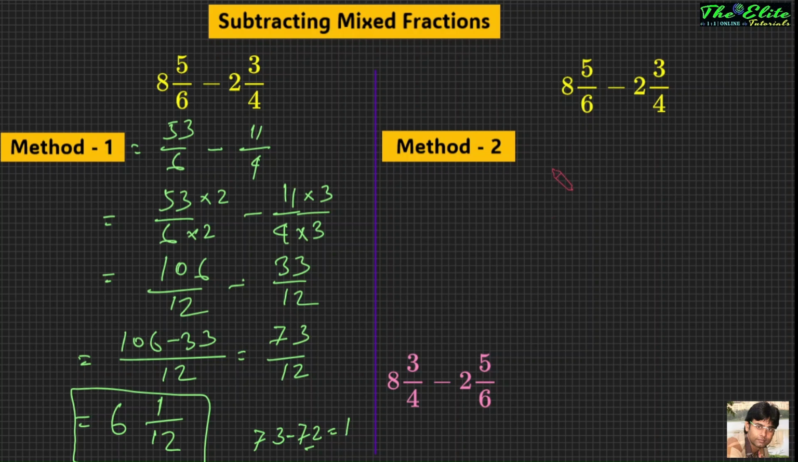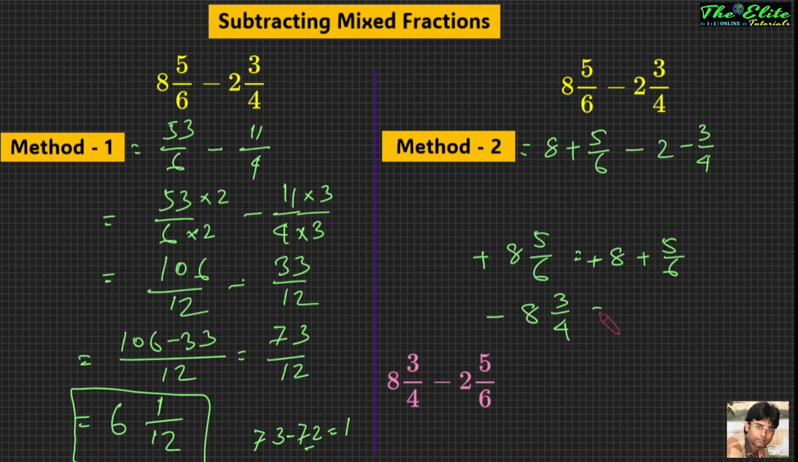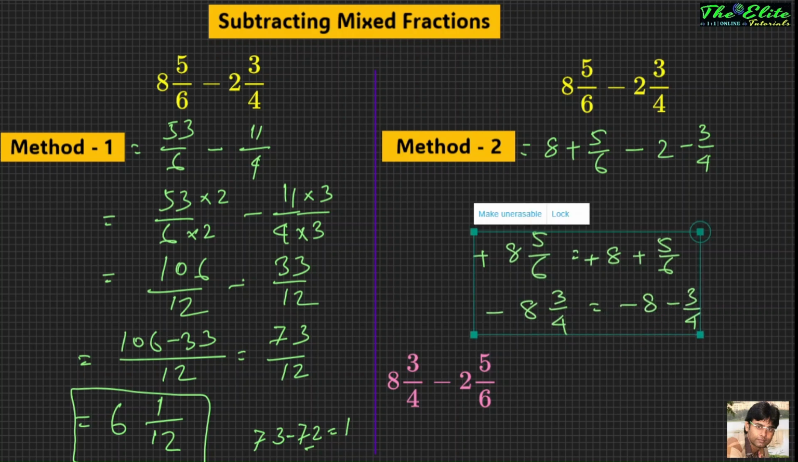Done. So here, using method number 2, as we suggested earlier, it will be 8 plus 5 by 6 minus 2 minus 3 by 4. You remember, I told you that if the mixed fraction is a positive mixed fraction, we can separate them by using a plus sign in between. I mean, there is also a plus which is not written. Okay, and if the fraction is like here, for example, 3 by 4, I write it as a negative fraction in mixed fractions, then you have to separate it using minus signs everywhere. So this is the trick we use.